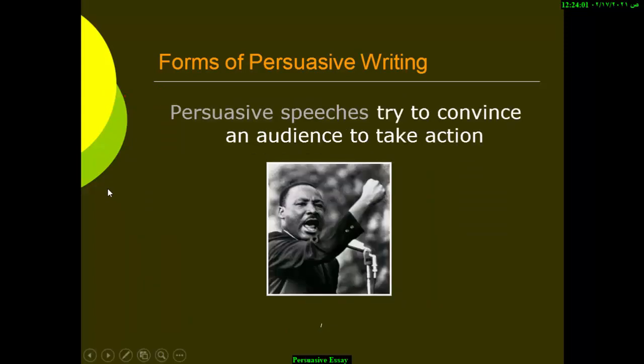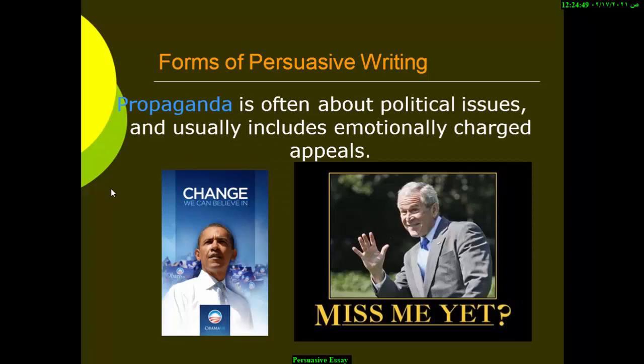In a persuasive speech, you may try to convince the audience to take an action that supports your opinion. You may also need to be persuasive if you're planning to be a candidate in a political position. That's why you need to present propaganda, which is often about political issues and usually includes emotionally charged appeals.